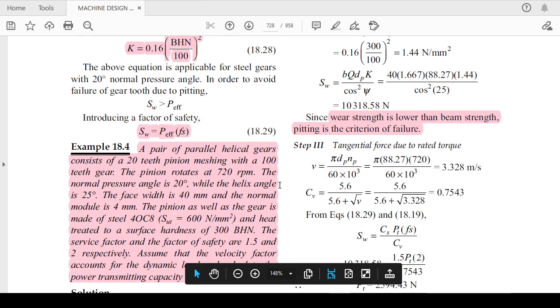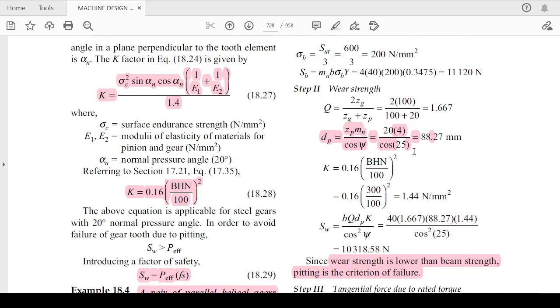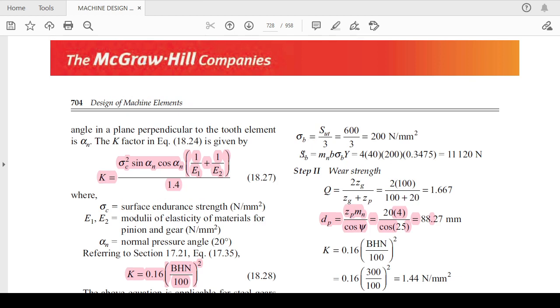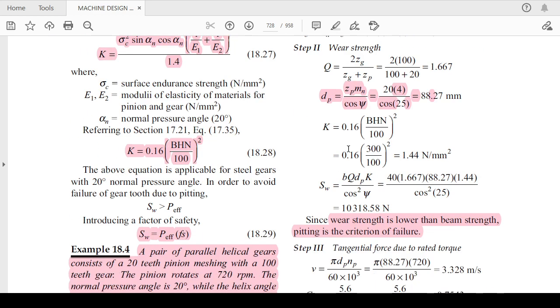Now what you have to do is calculate the other parameter, which is beam strength. For that, sigma b is SUT by 3, SUT is already given, so you can calculate this value and then the beam strength with the help of this formula. As Mn is given, B is given, sigma b you have calculated, and Y you have calculated with the help of the design data book or this table. Now you have to calculate the wear strength.